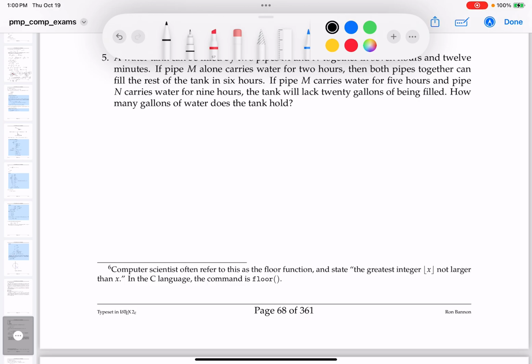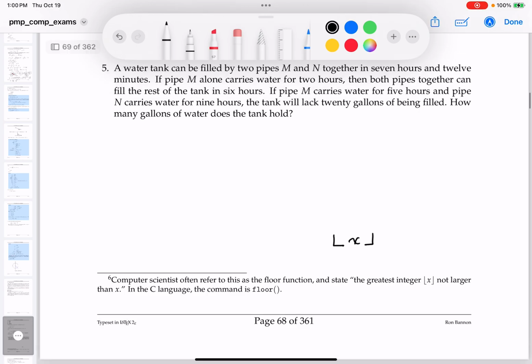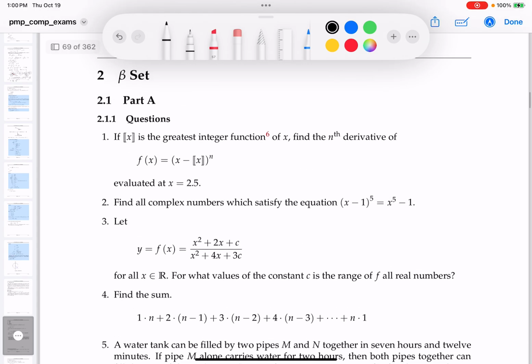I actually prefer this notation, but I rarely see it. All right? But anyway, let's take a look at it. And it says over here, the greatest integer function, blah, blah, blah. Find the nth derivative of this one, evaluate at 2.5.